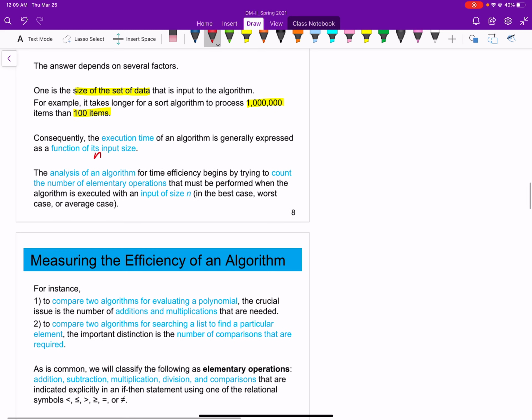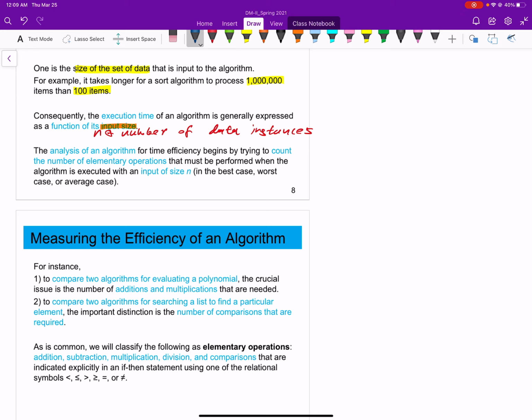The normal input size is n, which means the number of data instances. Number of data instances, which is n. That is the input size.